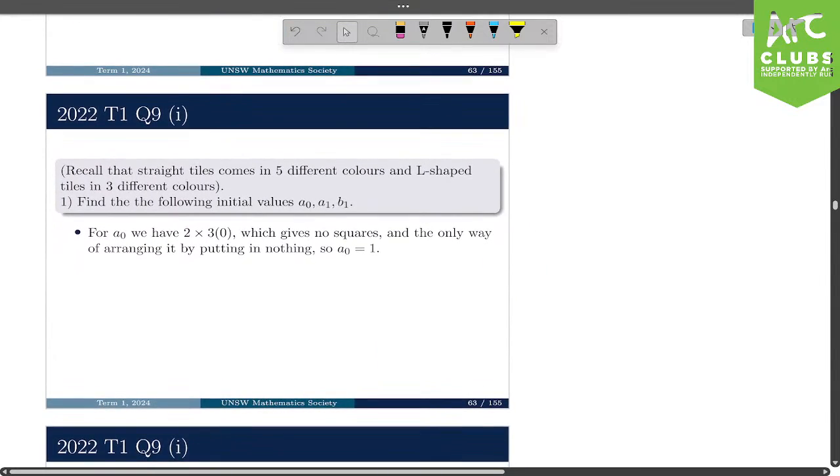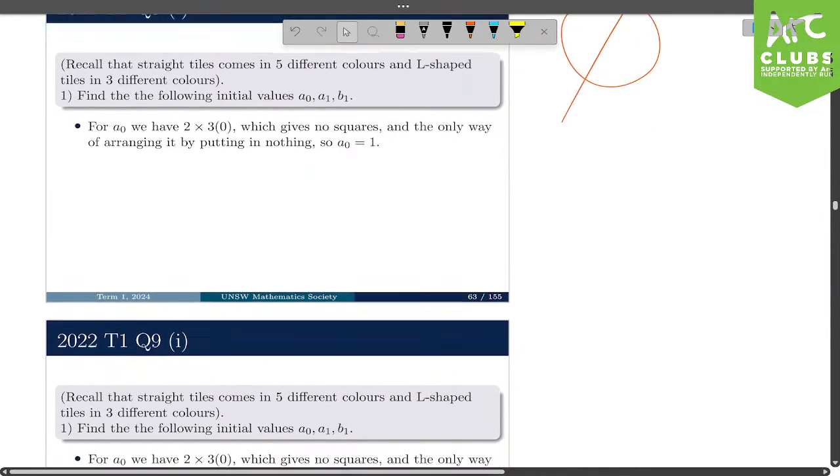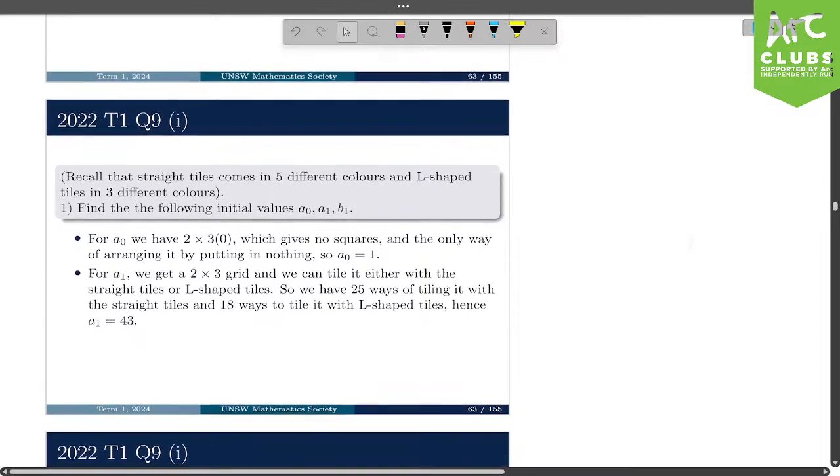So starting with A0, this one's a bit of a trick question. I did the exam and I got it wrong. It's an empty grid because there are no columns. And so the number of ways to tile is actually 1. The reason why it's 1 is that there's only one way to tile, which is by putting nothing. But the act of putting nothing is one configuration of tiles. So keep that in mind. That's a very annoying trick. There's one configuration for A0.